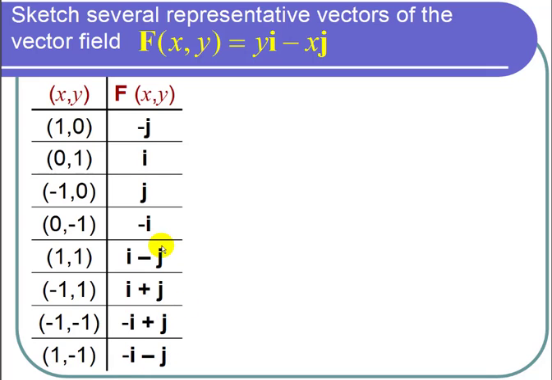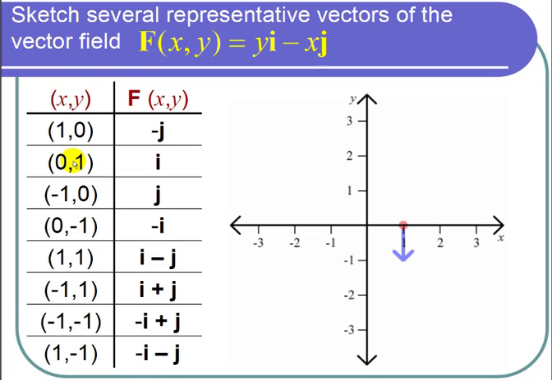So my next step is to sketch all these vectors. So I look at the point (1, 0), which is right here, and I sketch the vector from that point, -j, which means go down 1. And there's -j. So next I sketch the point (0, 1), and I sketch the vector i from that point. So here's (0, 1), and i is 1 to the right, and there's my vector.